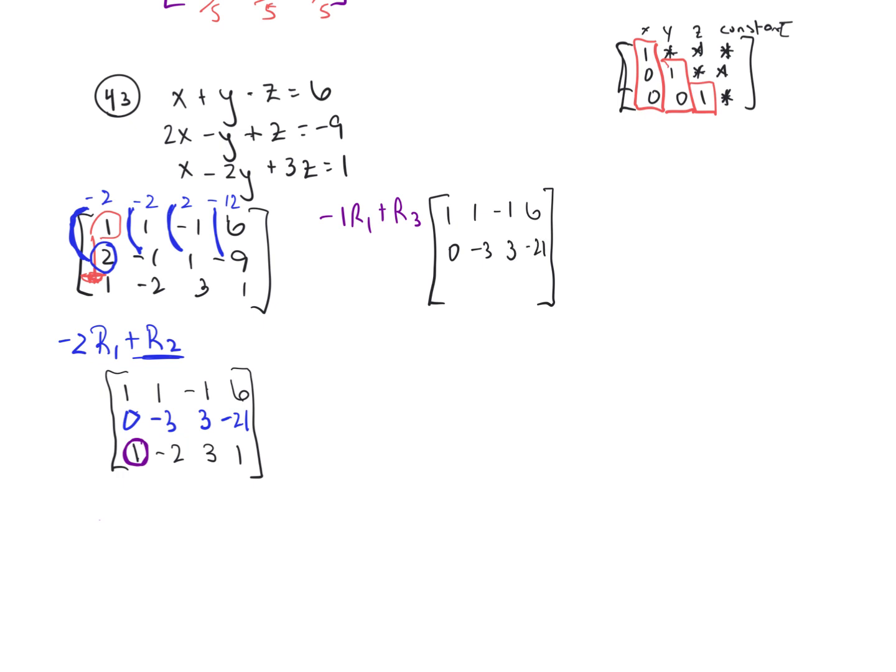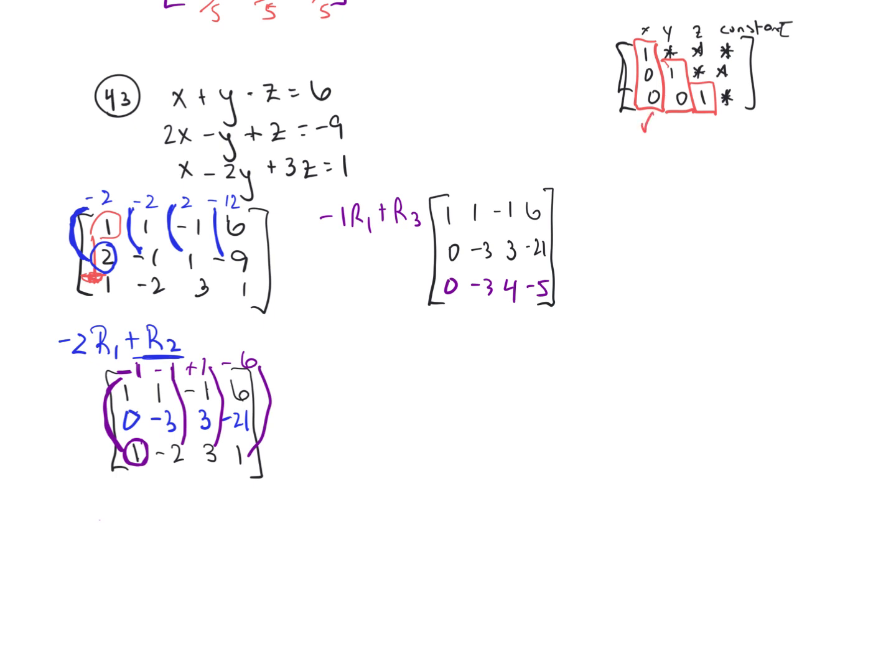I am going to mess with row 3. So I'm going to multiply row 1 by negative 1. So that gives me negative 1, positive 1, and negative 6. And then we're going to add those values down row 3. So the first one gives me 0. Second one gives me negative 3. Third one, 4. Fourth one, negative 5. Okay, not too shabby. So my first column is done.